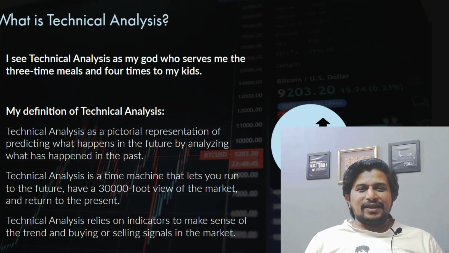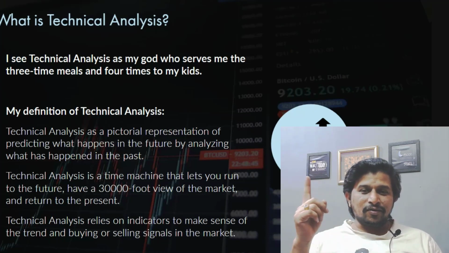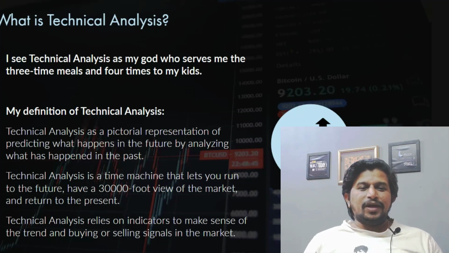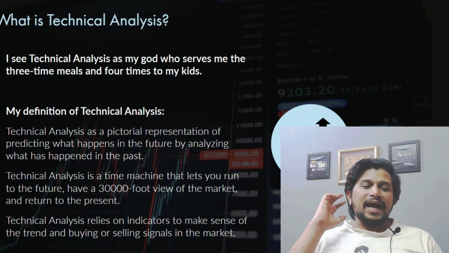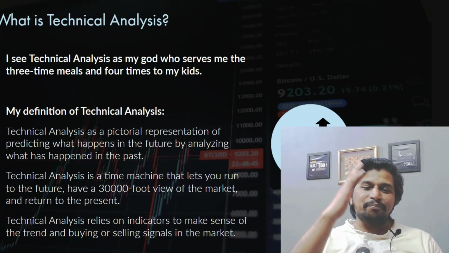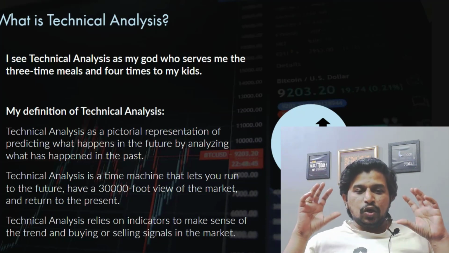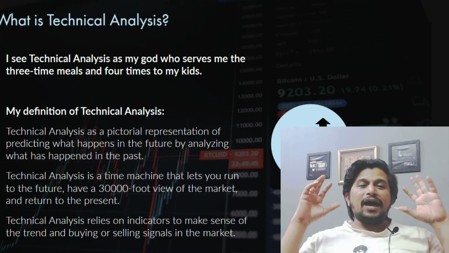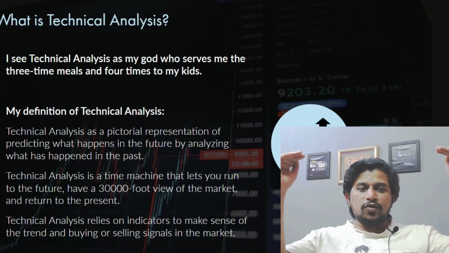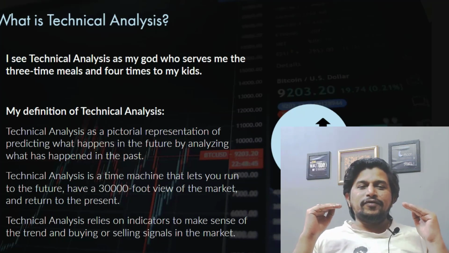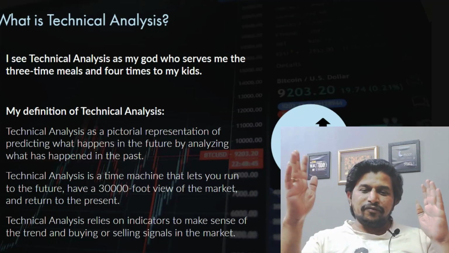My definition of technical analysis, this is only my definition and not the one given on Google or any websites: technical analysis is the pictorial representation of predicting what happens in the future by analyzing what has happened in the past. Technical analysis is the time machine that runs to the future, has you at a 30,000 foot view of the market, and returns to the present to give you a glimpse of what happens in the future.